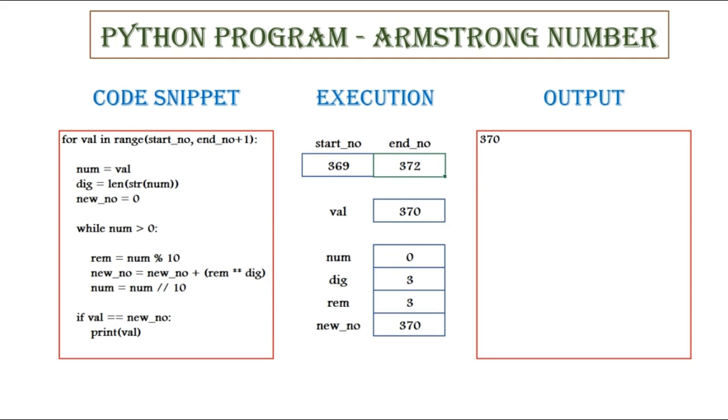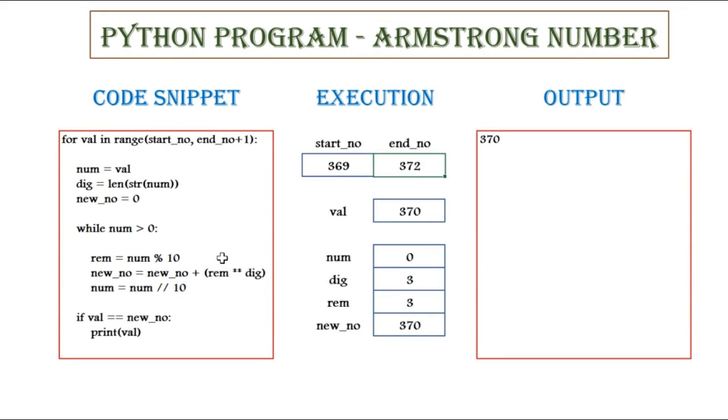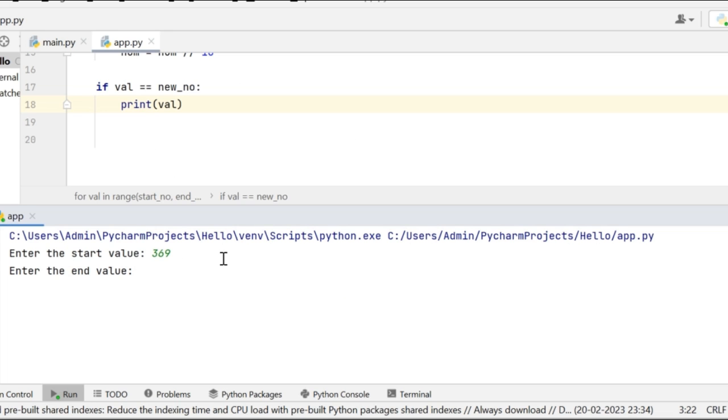Now let's use the same values for the start number and end number and let's execute this in Python code. The start value is 369 and the end value that we used here is 372. So 370 and 371 are the Armstrong numbers between these two values.